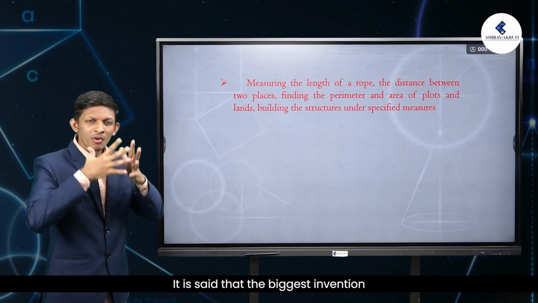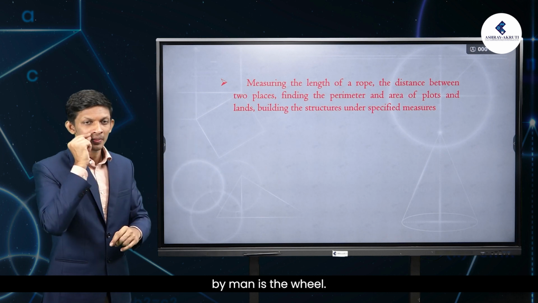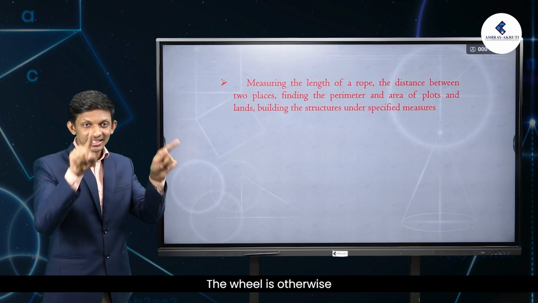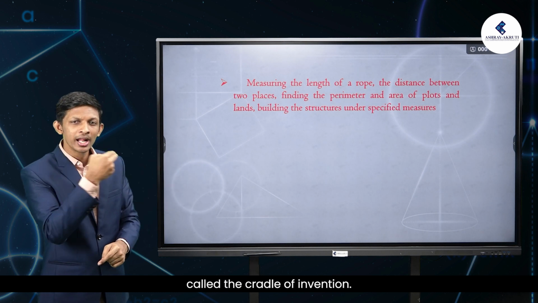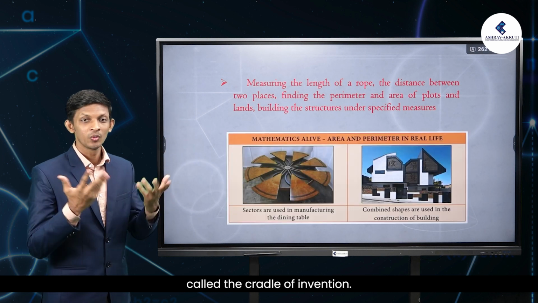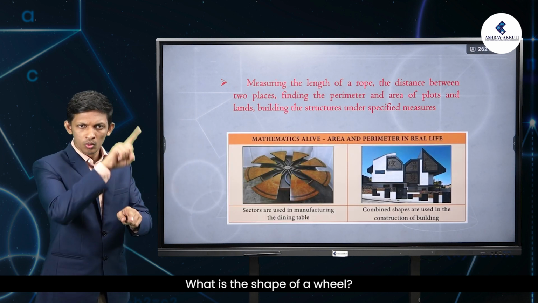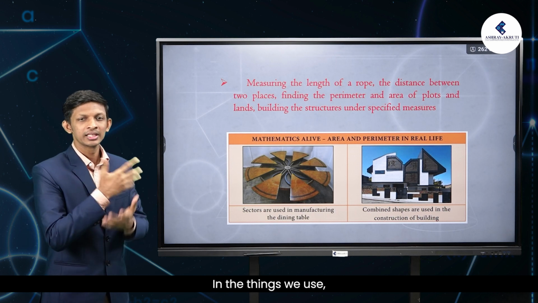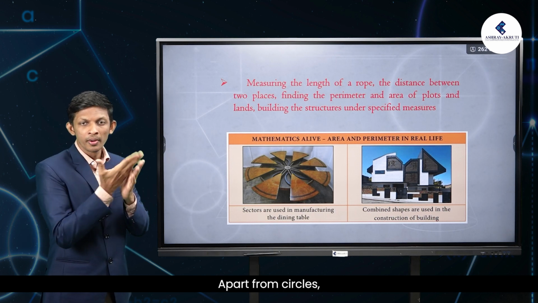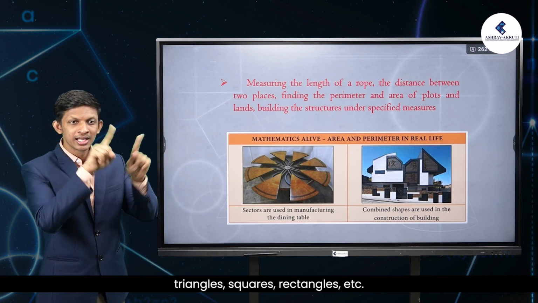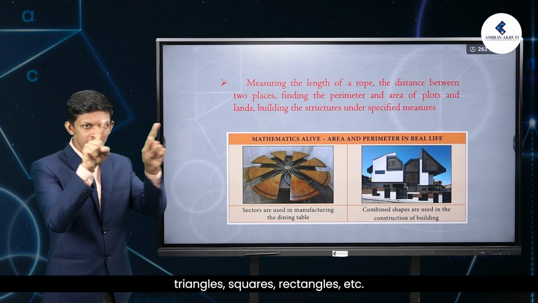It is said that the biggest invention by man is the wheel. The wheel is otherwise called the cradle of invention. What is the shape of a wheel? Circle, isn't it? In the things we use, apart from circles, we can also see different shapes like triangles, squares, rectangles, etc.